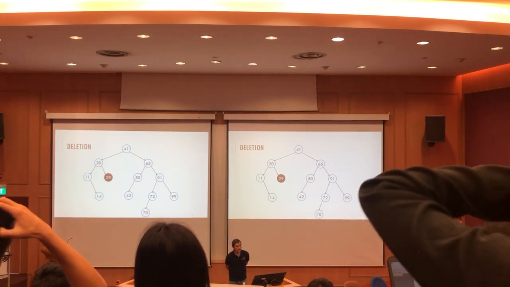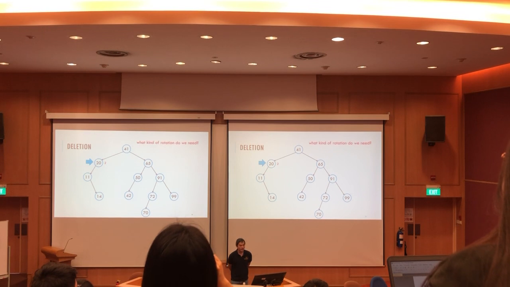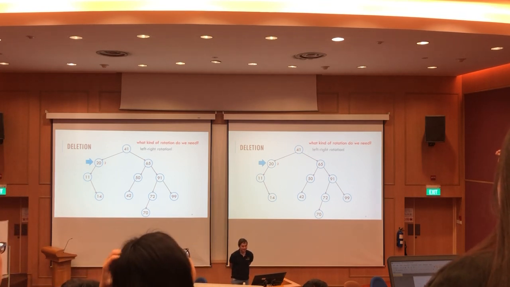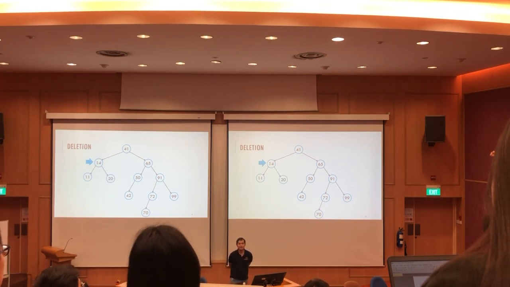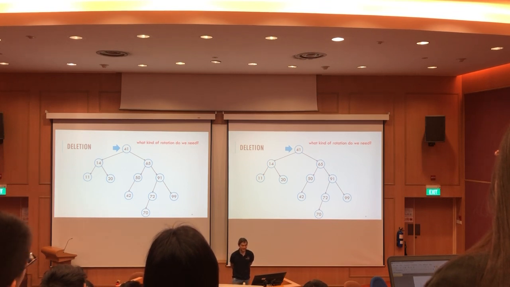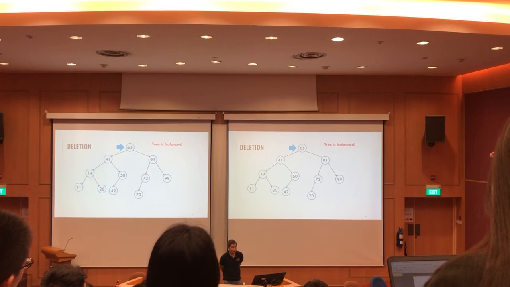Let's say we delete 29. We delete 29, and we go up to 20. The balance factor is 2. What kind of rotation do we need? Left-right. Okay, good. Let's walk up the tree. Something's off, it's heavy. What kind of rotation do we need? It's off by balance 2. We just need a left-right rotation, and your tree is balanced.